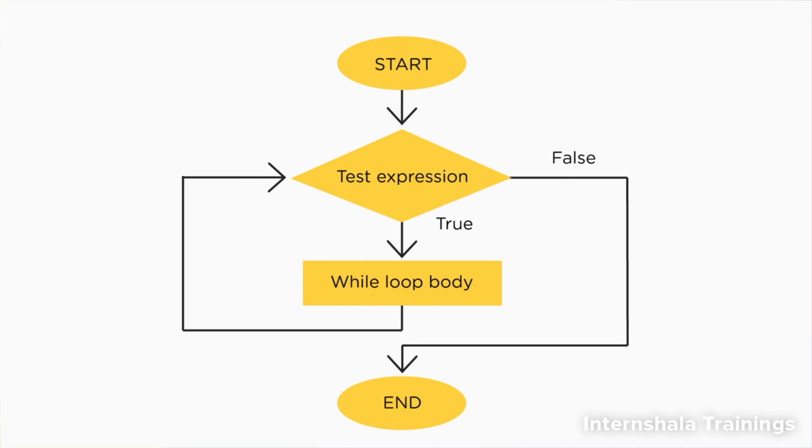This flowchart here summarizes the way a while loop functions. So it checks the expression first. If the condition is true, the while loop body is executed. And it goes back to the test expression. This process continues till the condition is not false. Once the condition is false, the loop terminates. So that was all about the while loop.